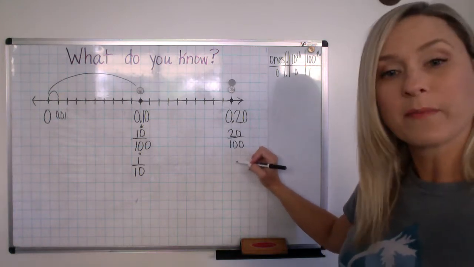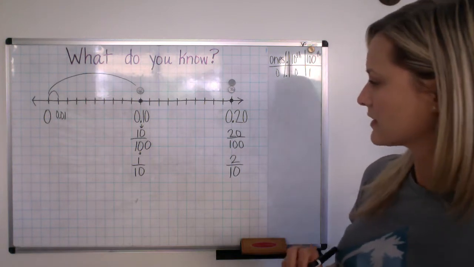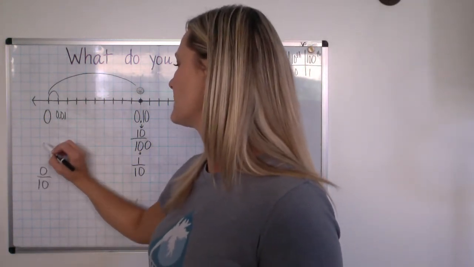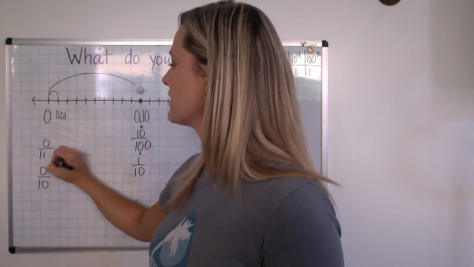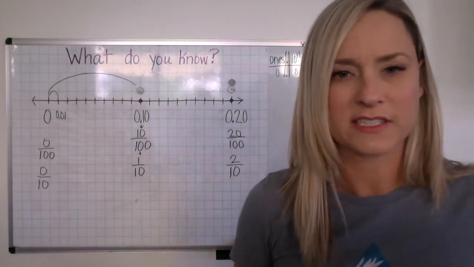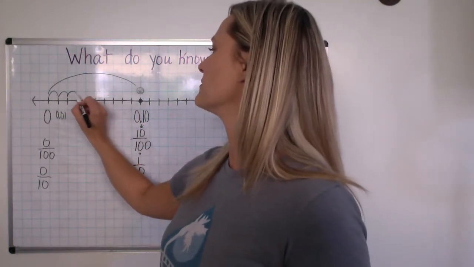Or you could also think about it as just 2 out of 10 dimes that would make $1. And this would be 0/10ths over here and 0/100ths. See? Money is just so helpful in fractions and decimals. I can't believe how useful it's become to me.